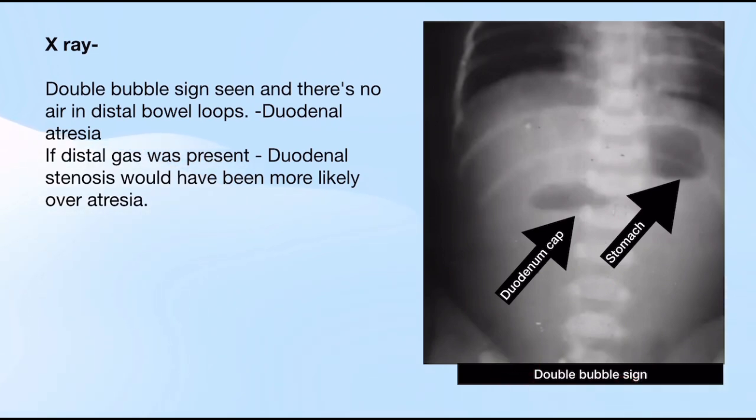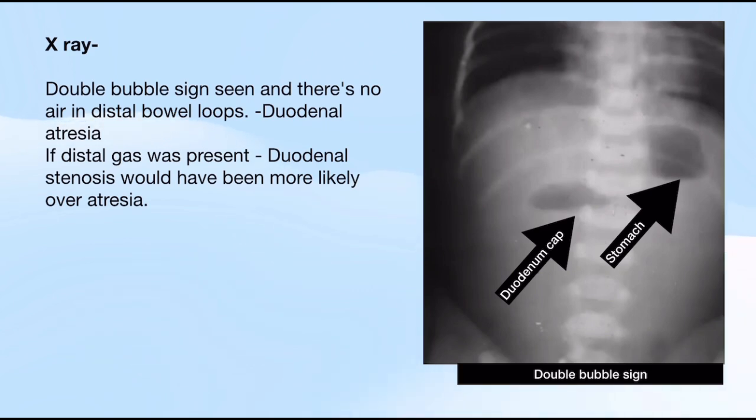The examiner will ask you why it is not duodenal stenosis and why I am saying duodenal atresia as the first differential. So you have to answer: if distal gas was present, then duodenal stenosis would have been my first differential over atresia, because in stenosis some air will leak and go into the distal bowel loops, while in atresia there will be complete blockage of the duodenal lumen and there will be no air seen in distal bowel loops.